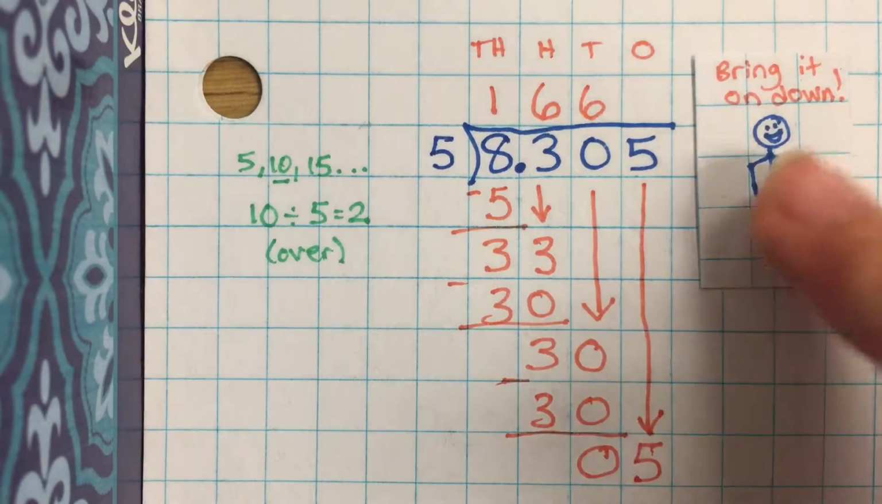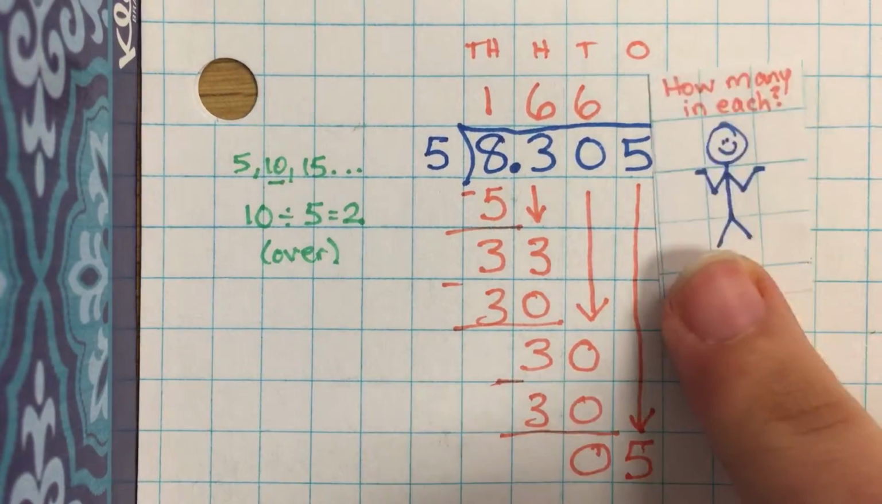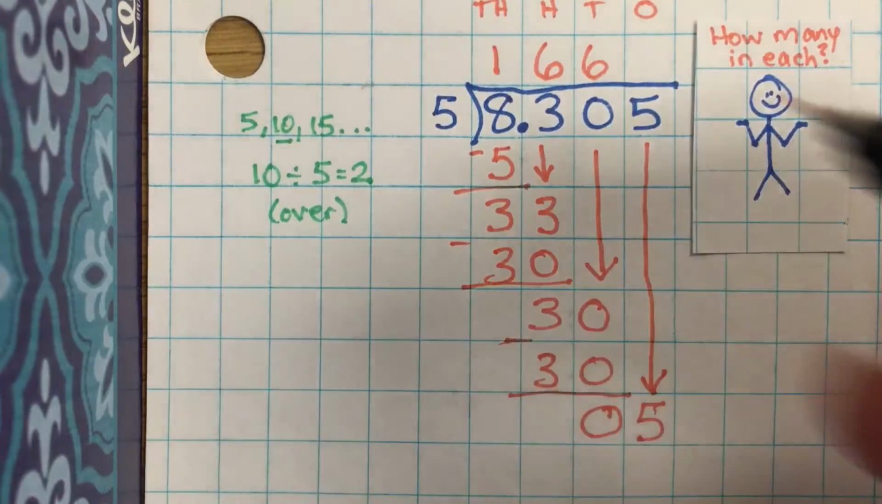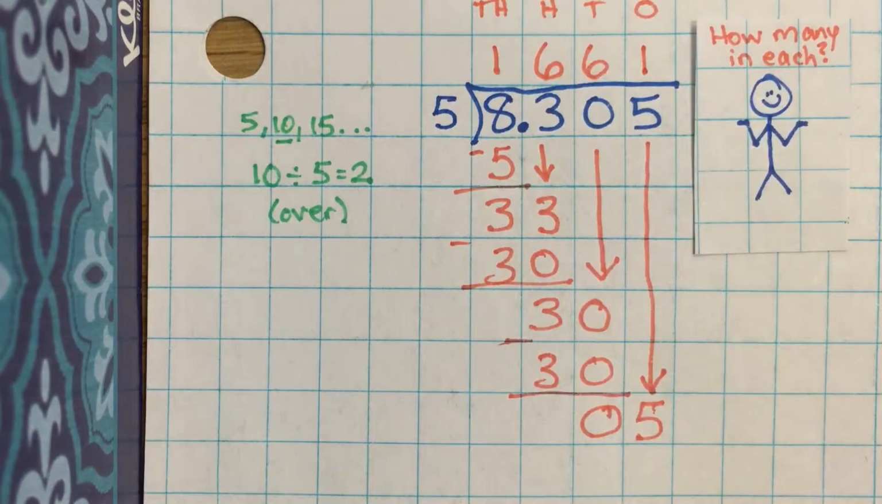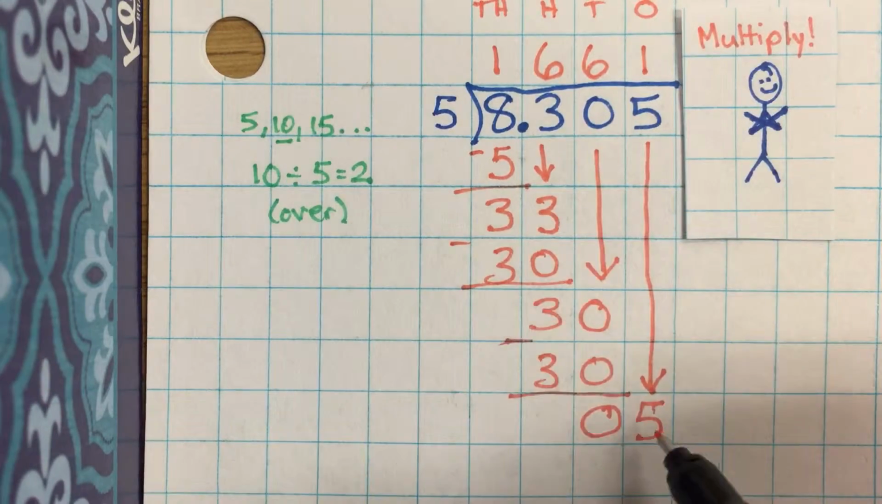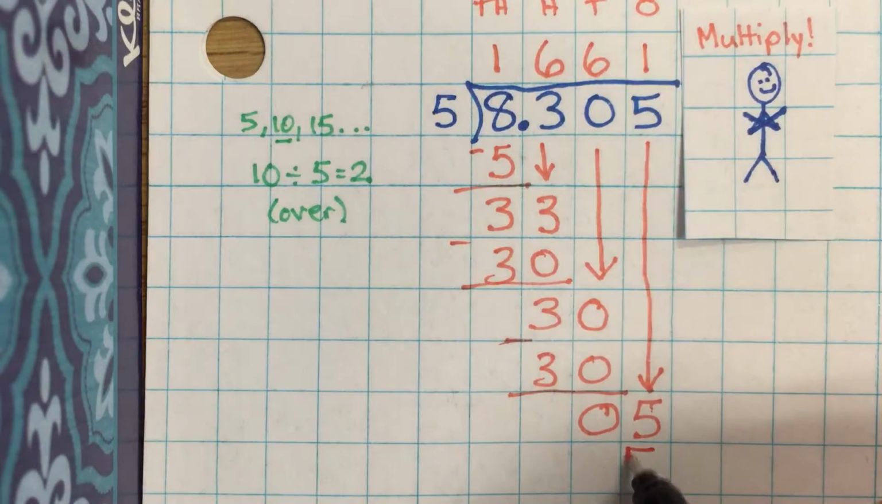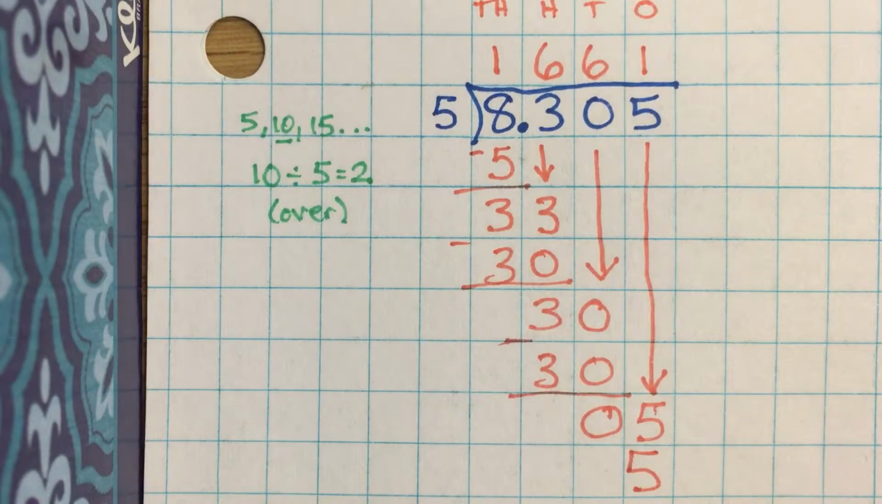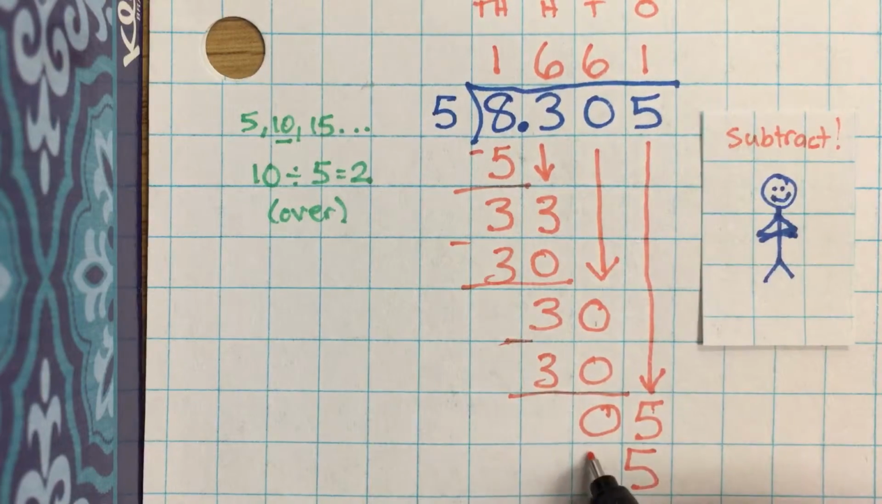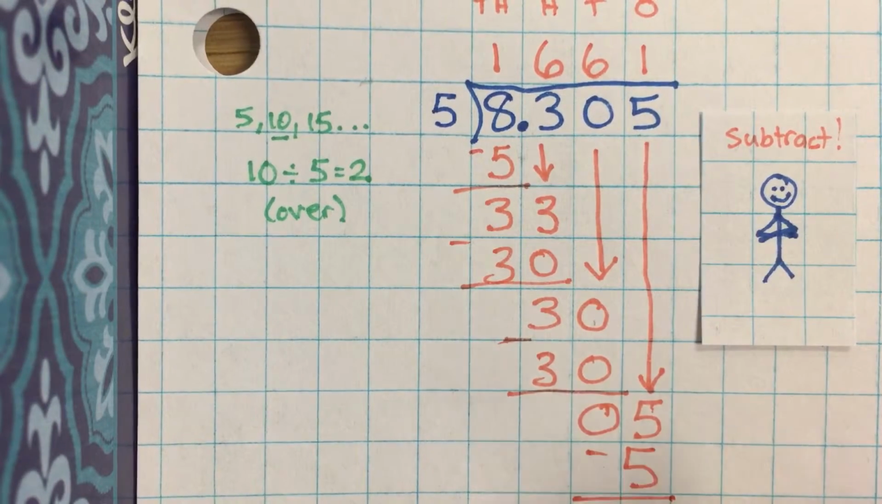Okay. Then repeat the steps again. How many in each? If I have 5 and I can put them in 5 groups, I have enough to put 1 in each group. Then I multiply. 1 times 5 is 5. I subtract. 5 take away 5 is 0.